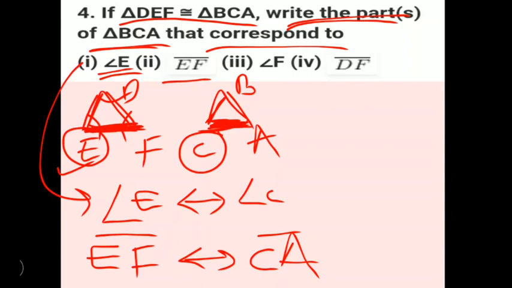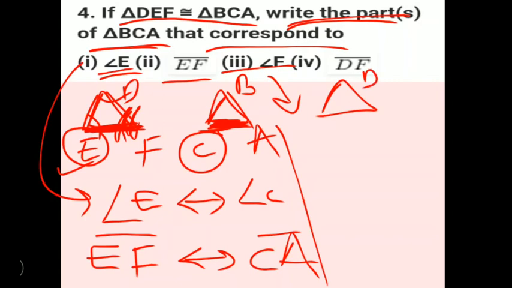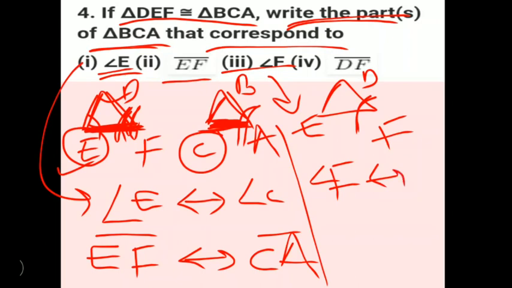Now moving on to part 3, here I am writing the answer. Angle F, what is the corresponding angle? I am making a clear triangle here, D, E and F, right? So if you have to write the corresponding of angle F, you can see angle F is here, and angle A is there, right? So you can write the corresponding part of angle F is angle A. So it is an easy one.